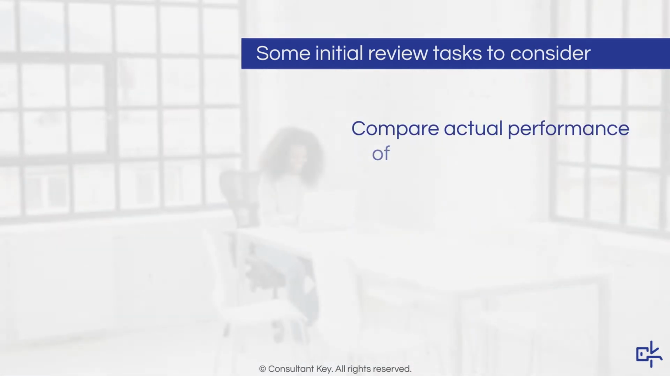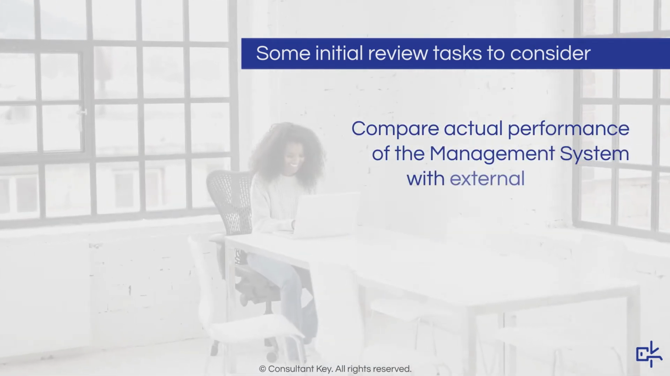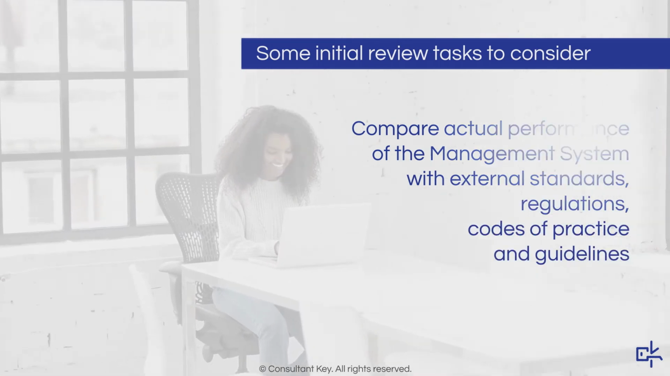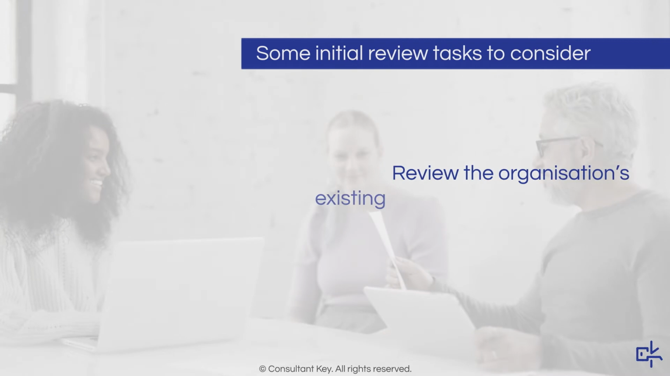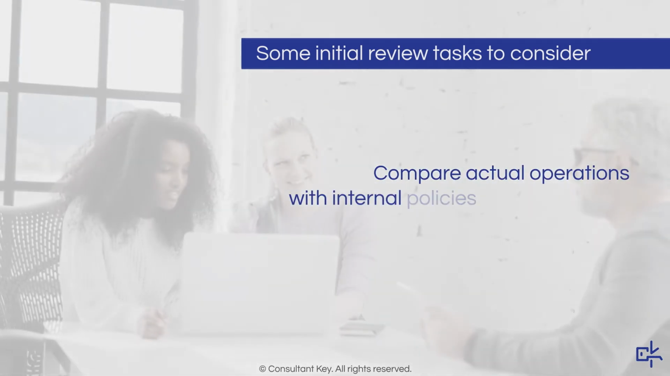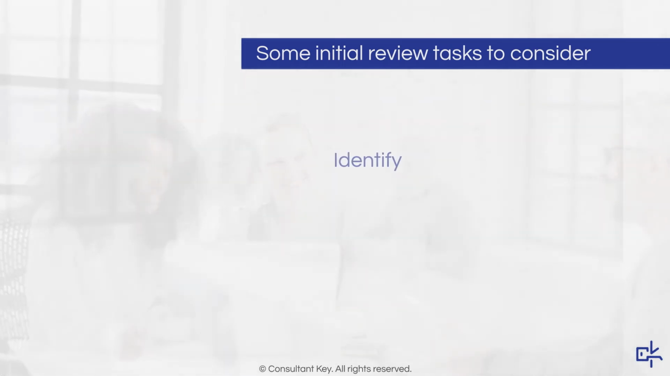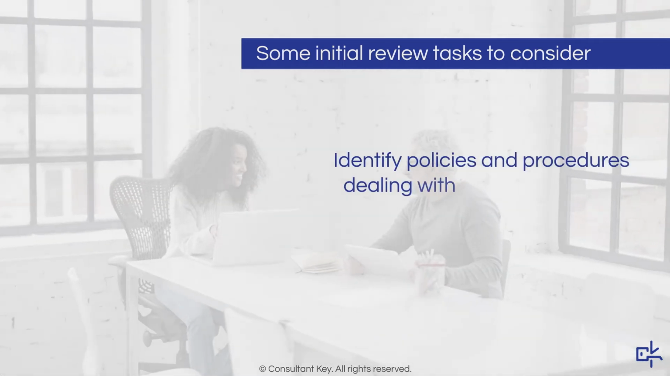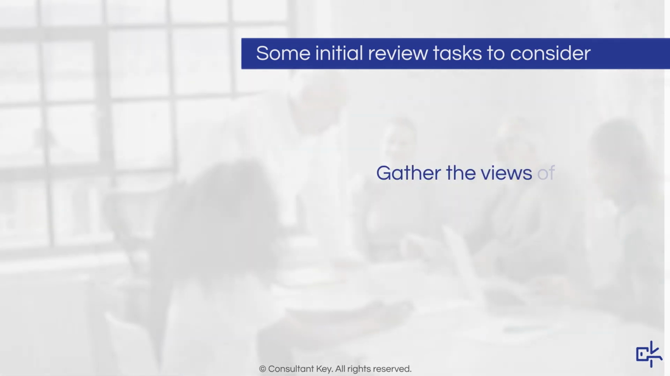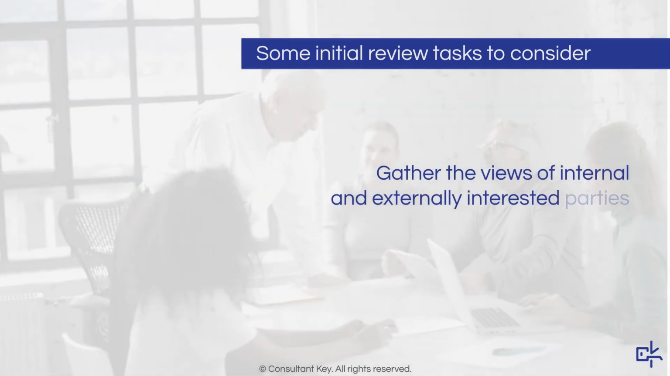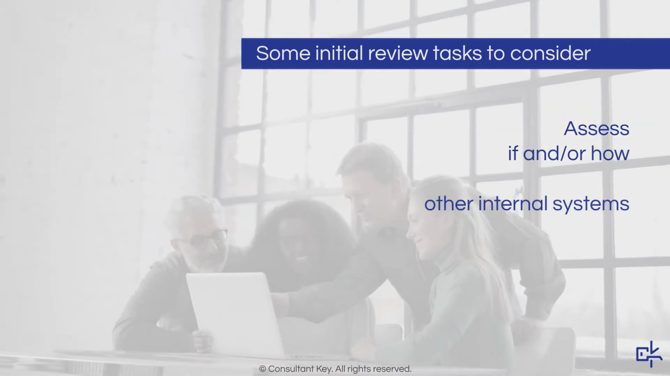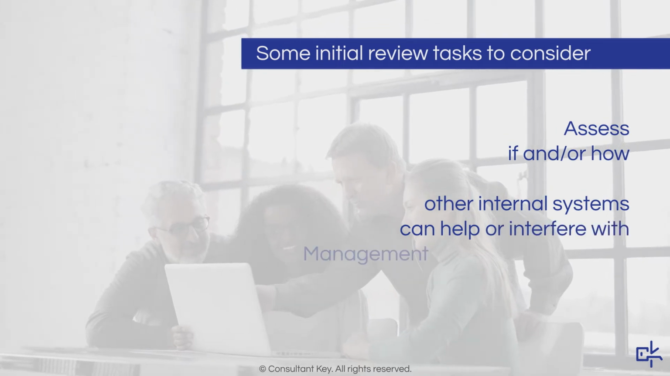Compare actual performance of the management system with external standards, regulations, codes of practice, and guidelines. Review the organization's existing management procedures. Compare actual operations with internal policies and procedures. Identify policies and procedures dealing with external contracts for services and suppliers. Gather the views of internal and externally interested parties. Assess if and/or how other internal systems can help or interfere with management system performance.